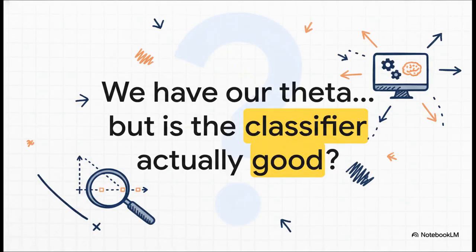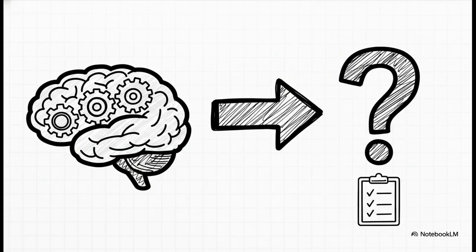But hang on a minute. We found the bottom of the valley on our map. We minimized the cost for the data that we used to train it. But does that automatically mean our classifier is going to work well on new data it's never seen before? I mean, is it actually any good out there in the real world? And that leaves us with a really important realization. Training is only half the battle. Now we actually have to test it to evaluate our model's performance. So how do we do that?